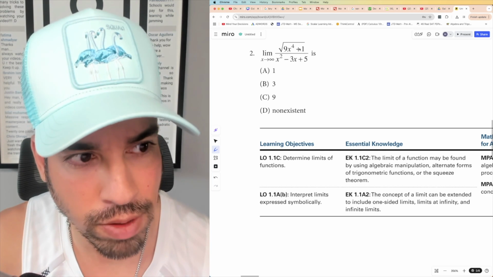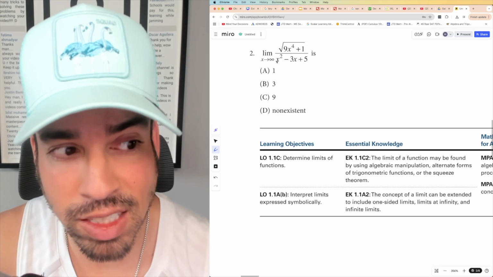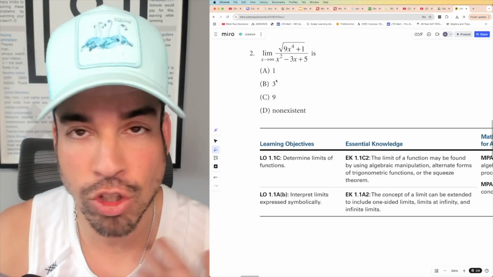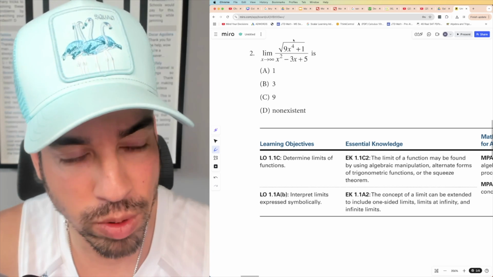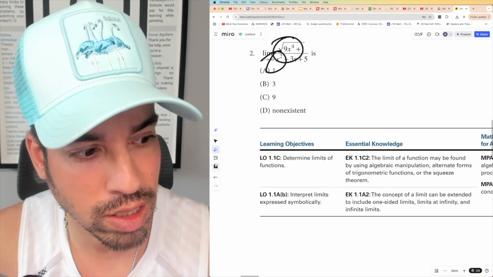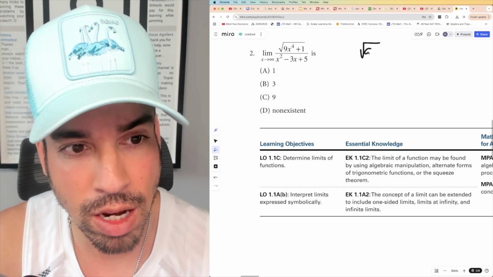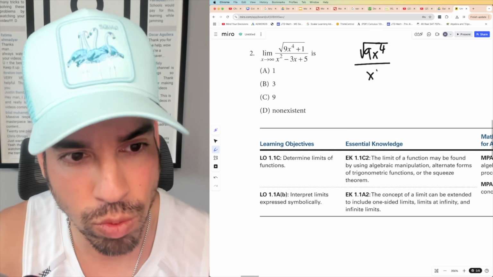Limit as x approaches infinity of this over this is what? So when we're talking about as x approaches infinity, it's almost what we consider end behavior. It's x gets super, super big. Where is this approaching? So when we're talking about end behavior, we really care only about these most significant terms, right? So I don't really care about that 1. I'm just going to focus on the square root of 9x to the 4th over, and I'm going to focus on x squared on the bottom.